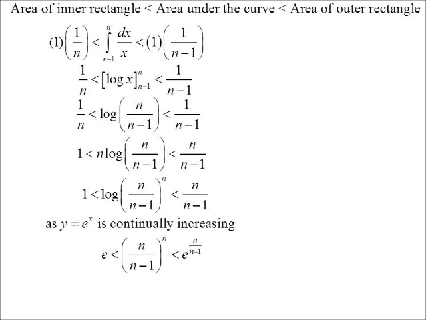Now we know y equals e to the x is continually increasing. It's always going up in that order. So if 1 is always less than the log of that is always less than n, then e to the power of that must also be in that order, because the curve's continually going up. So if the x values, a is less than b is less than c, because the curve's continually going up, the y values must also be in that order. And so the y values then would be e to the power of 1, e to the power of log, which cancels, and e to the power of n on n minus 1.